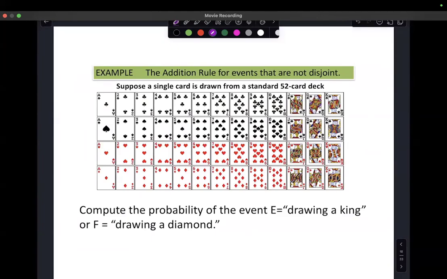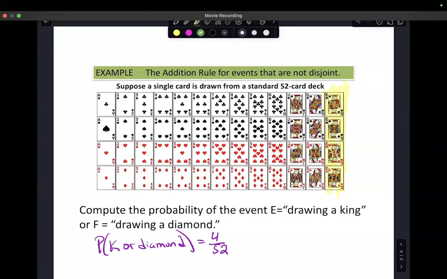So we want to know the probability of drawing a king or drawing a diamond. Obviously, we have a king of diamonds. So let's take a look. So I'm going to highlight the kings. We're going to highlight them yellow. I'm highlighting the kings. So the probability of a king, I'm going to write this down. So probability king or diamond. So I highlighted the kings. That's 4 out of 52. Okay, that's my first highlighting.